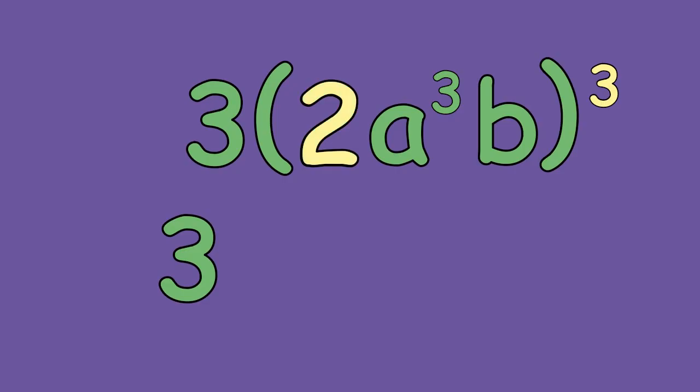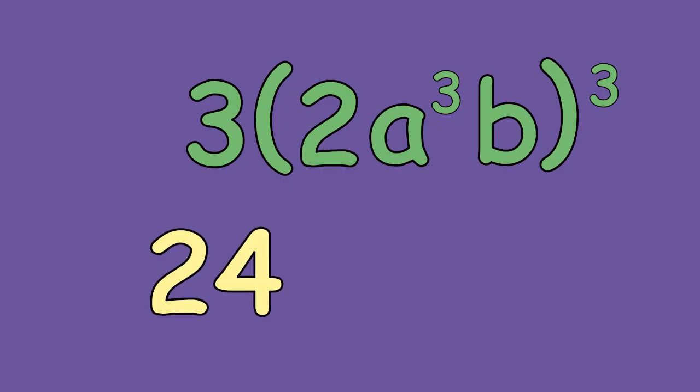Let's start with the 2. We need to raise this 2 to the 3rd power, which will give us 8, which we will multiply with the 3 we just brought down. Next, we need to raise a cubed to the 3rd power. When we multiply the exponents, we get a to the 9th power.